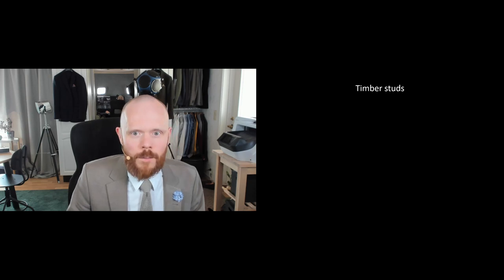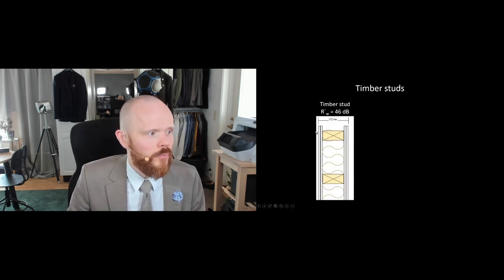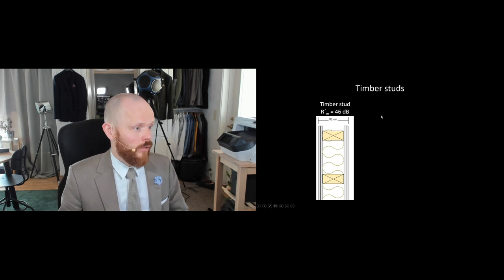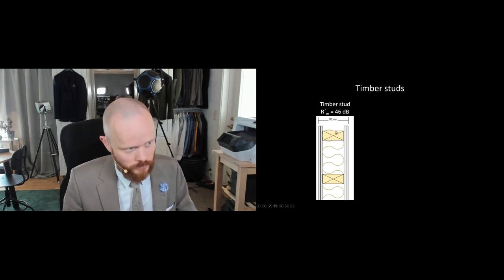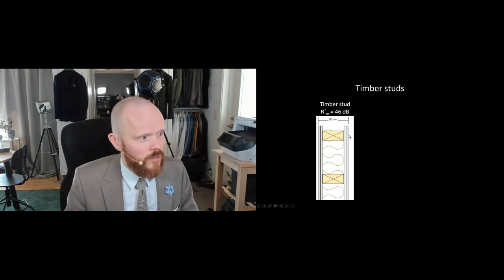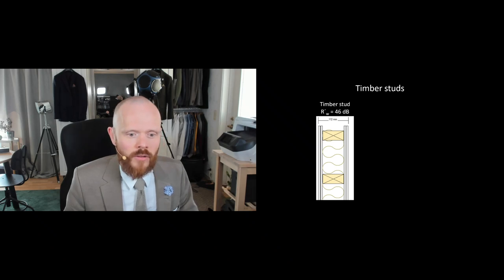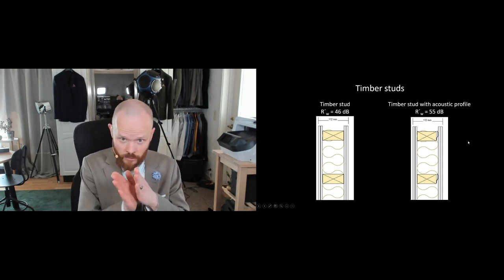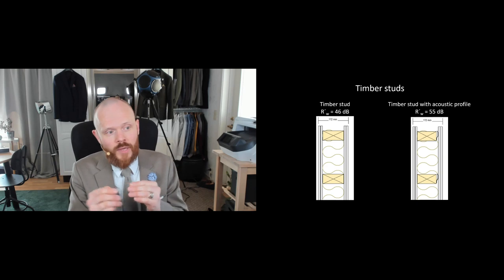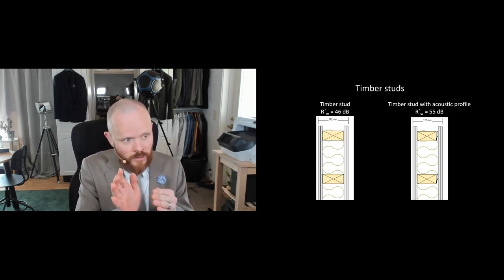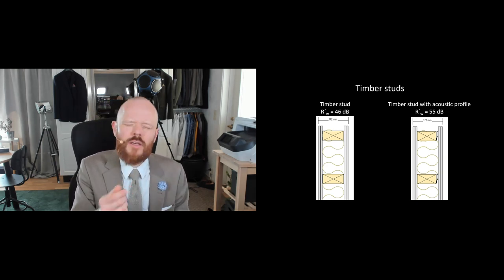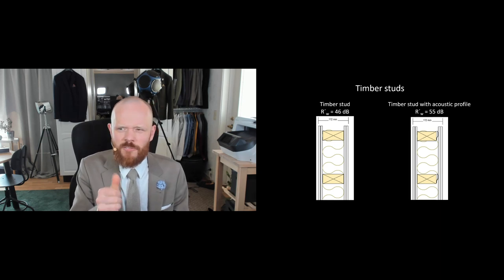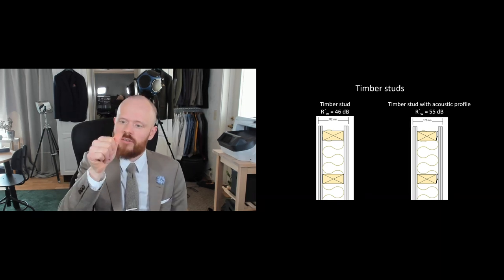We'll see what happens. So, a timber stud wall. Here we have a 46 dB wall, 172 millimeter thickness. And maybe this is not enough, but then there's another option we can use from our toolbox, which is called an acoustic profile, a special metal profile that you attach inside the wall, and it's 25 millimeter, just about the same thickness as my thumb.